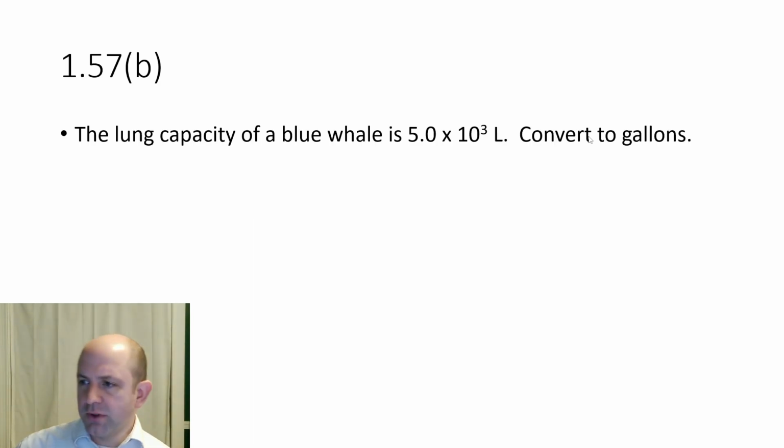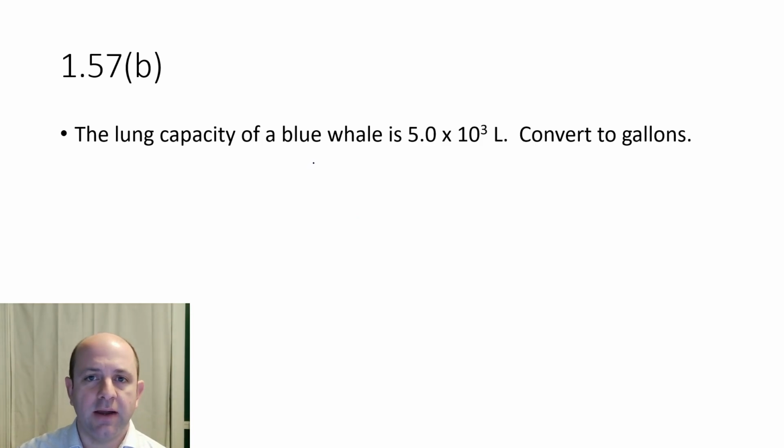Alright, so our first one here is 1.57b. It says that the lung capacity of a blue whale is 5.0 times 10 to the third liters. We want to convert that to gallons. So the first thing we need to do is find out, well, what's the conversion between liters and gallons?